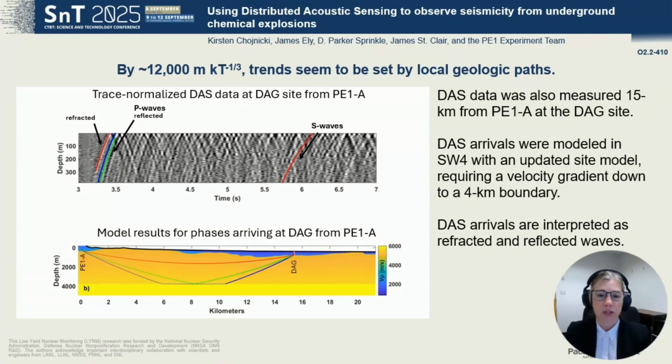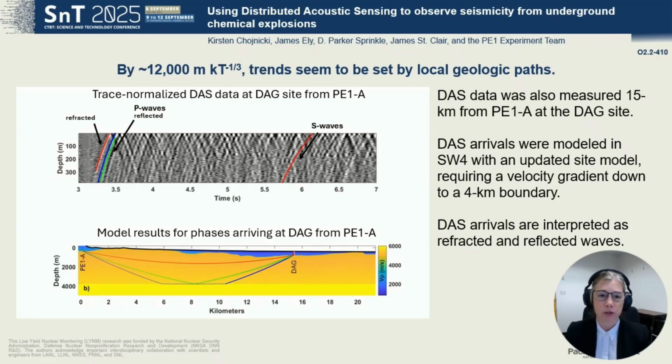This adjustment produced both refracted and reflected waves in the modeled zone. The presence of these waves suggests that the seismicity at this location was predominantly influenced by the path geology rather than the emplacement geology, and specifically the units characterized by the velocity gradient and that 4-kilometer boundary. This finding is significant because it highlights the impact of relatively fine-scaled geologic features on the observed seismicity in this local region.